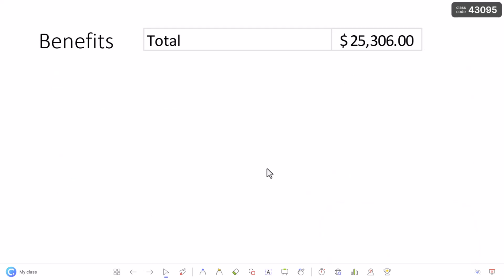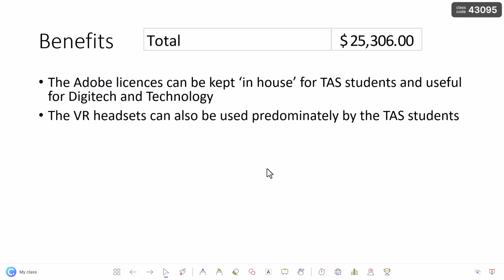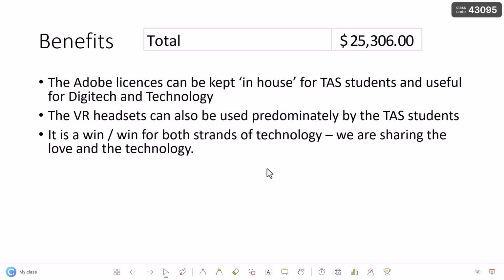So the benefits of all of this is that we're just about right on the budget of $25,000. The Adobe licenses can be kept in-house for TAS students and useful for both digital tech and design technology students, who are basically the same thing. We could discuss other student use, but that would be a discussion for down the track. The VR headsets can also be used predominantly by the TAS students. It's a win-win for both strands of technology. We're sharing the love and we're sharing the technology.